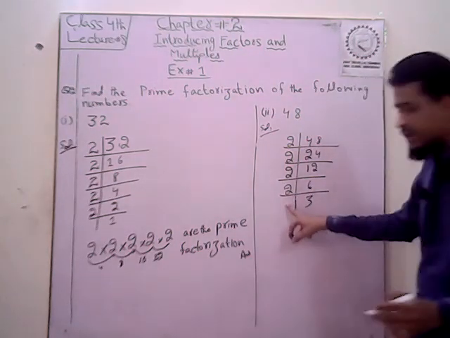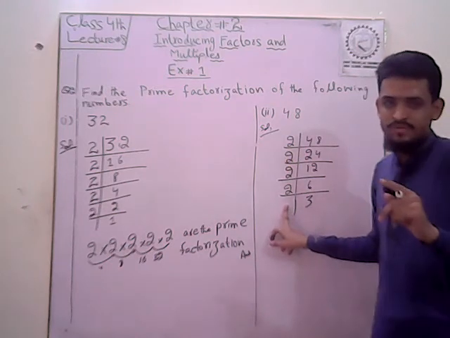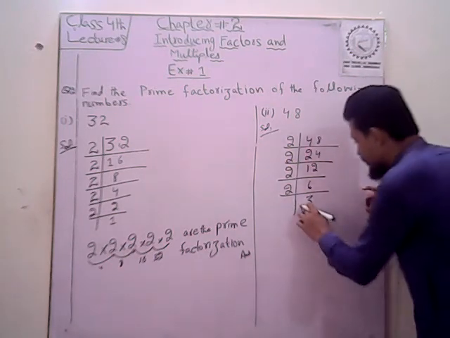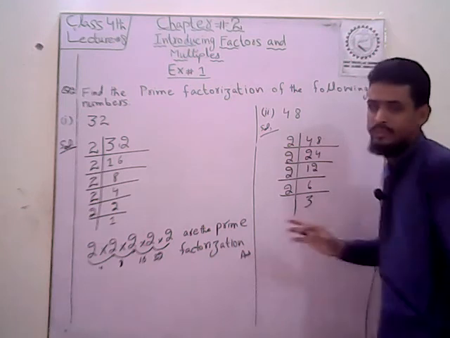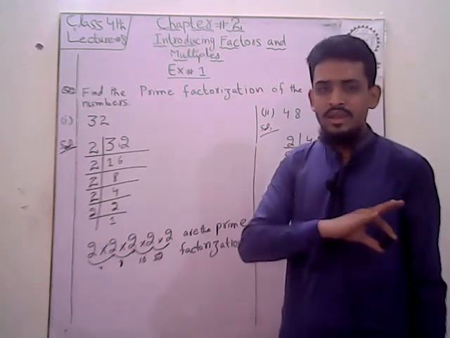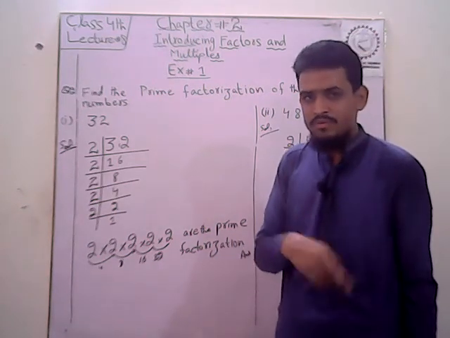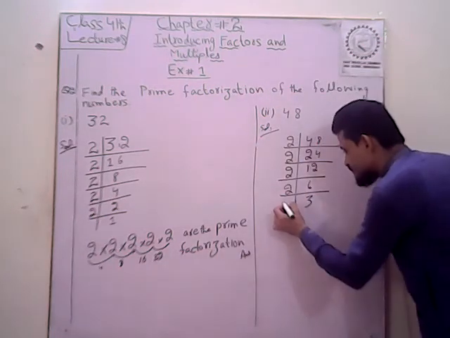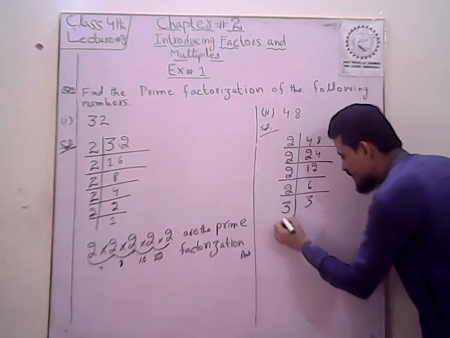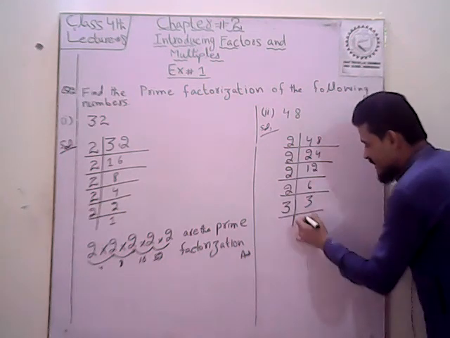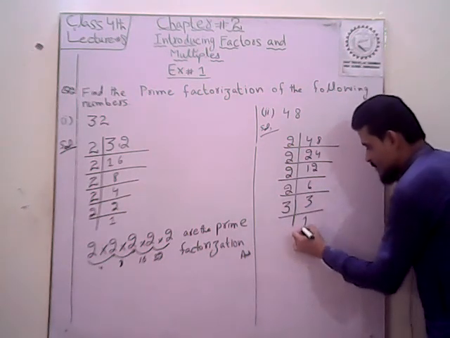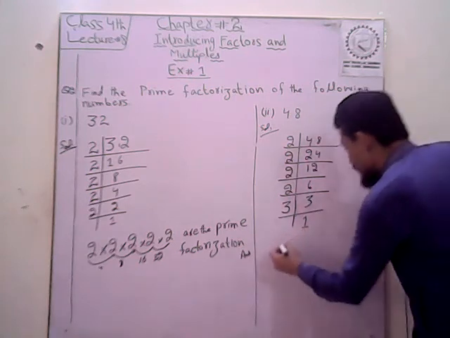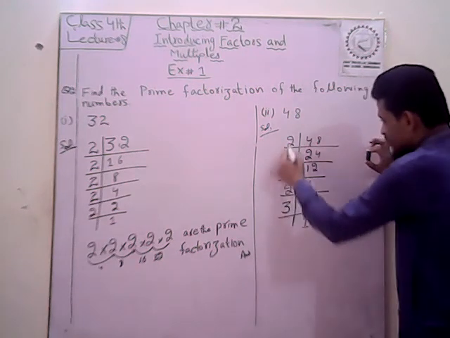Read the table of 2. 2 ones are 2, 2 twos are 4. We do not find 3 in the table of 2. So we cancel the table of 2. We move to a new table, the table of 3. So in table 3, we read 3 ones are 3. So we write here these values.